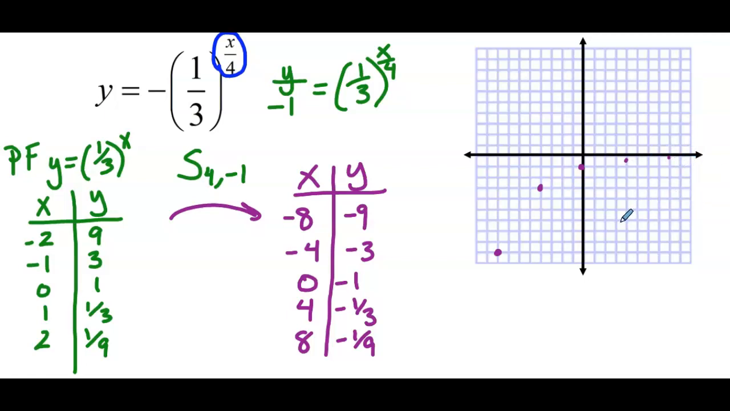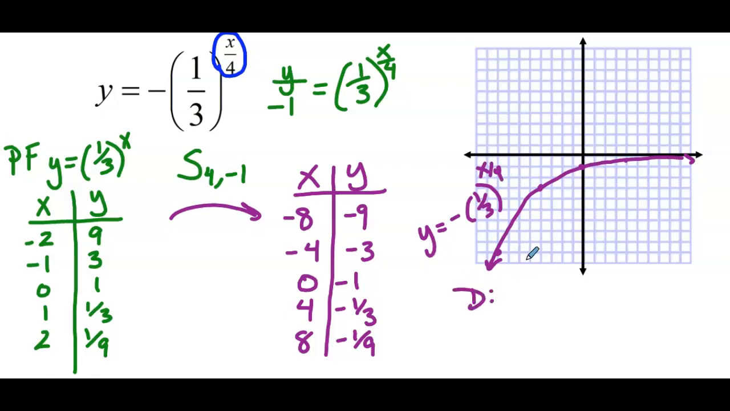Okay, so it definitely looks like that graph's been stretched out horizontally. So now let's see if I can connect these points nicely. Okay, so going through our points and then going along the x-axis. So there we have our graph. That's y equals -1 times 1/3 to the x over 4.